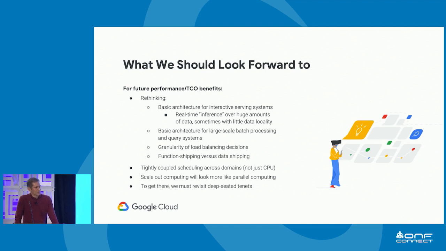To keep driving this future performance TCO benefits, I think we have to rethink the basic architectures for interactive serving systems. And all sorts of other things. Basically, do we do function shipping versus data shipping? What is the granularity of load balancing decisions that we make across our servers? And we're going to have to account for tightly coupled scheduling of these resources across multiple domains. Okay.